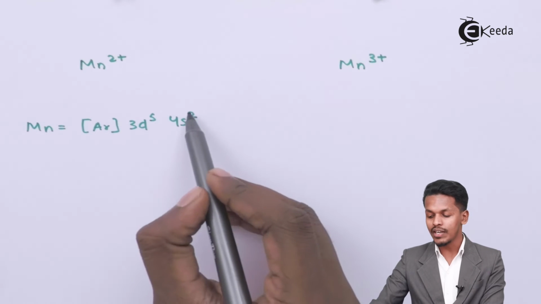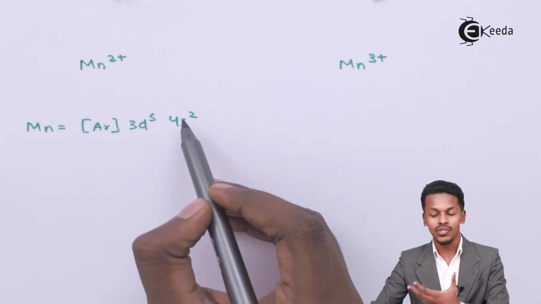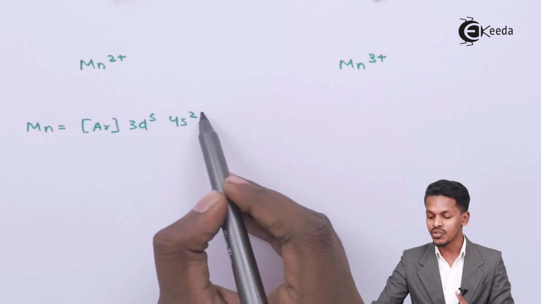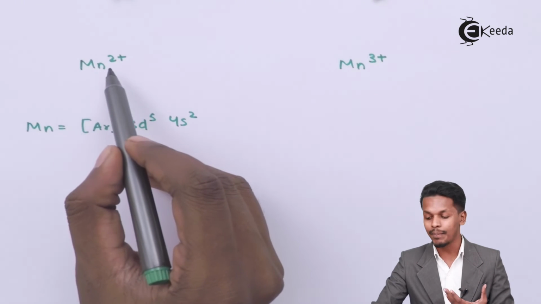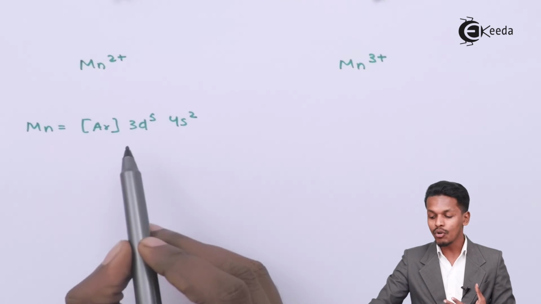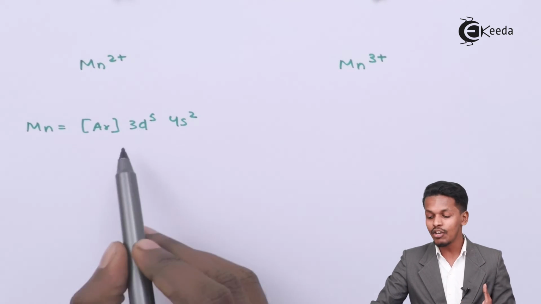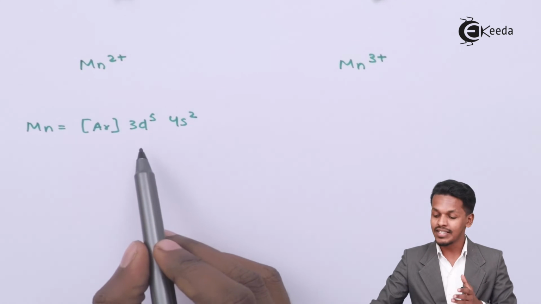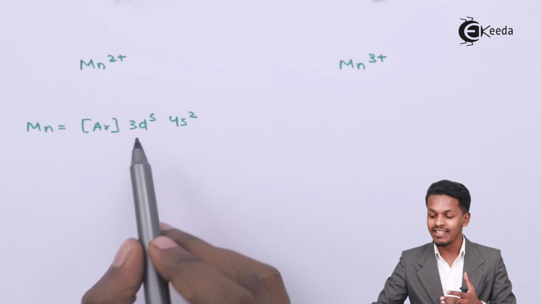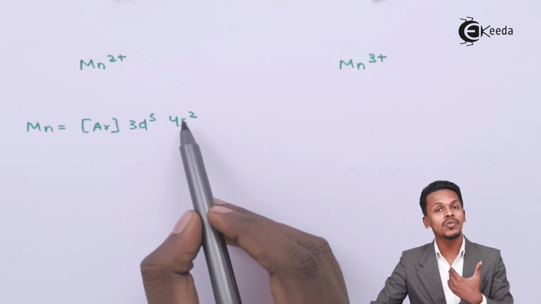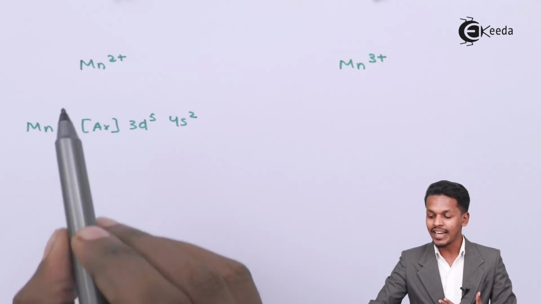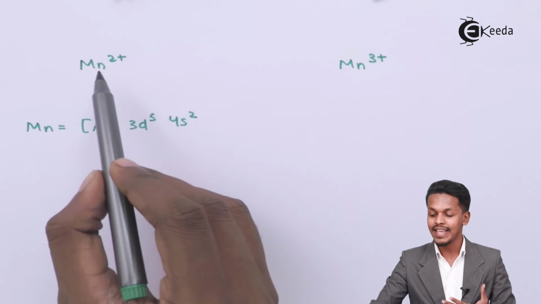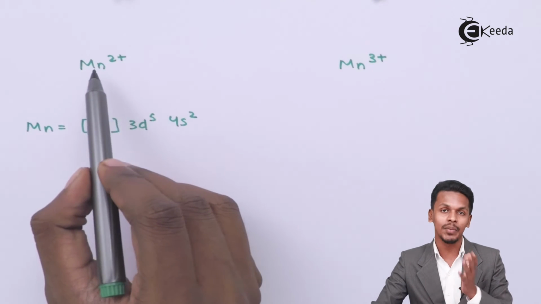If the two electrons present in the outermost shell are lost, manganese acquires a +2 oxidation state. The d orbital is then half filled, so it acquires extra stability, and even after losing these two electrons, manganese would be more stable. So Mn2+ is very much stable.